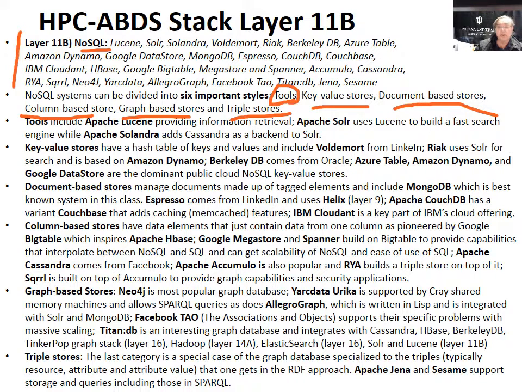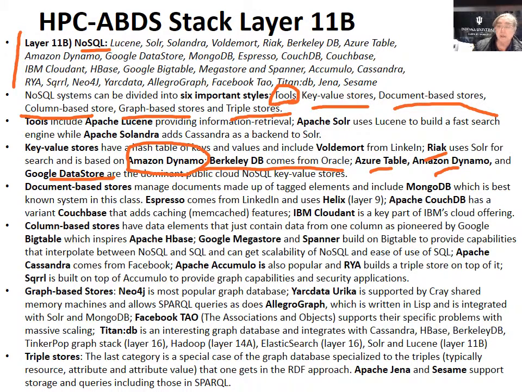Key value stores: Riak is possibly the best known. It uses Solr for search and is based on the ideas in Amazon Dynamo. It's not a Google invention this time. Voldemort comes from LinkedIn. Berkeley DB comes from Oracle. Azure Table and Amazon Dynamo and Google Datastore come from the public clouds in this NoSQL key value area.